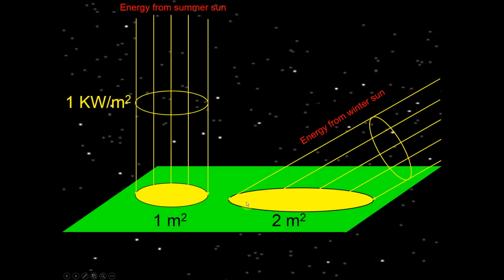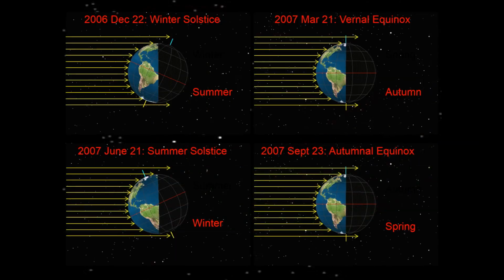This means the amount of energy the planet receives per square meter is actually reduced. So while the same amount of energy is coming in, it's spread over a bigger area. And that is why it's colder in winter than summer. So take note of that. The reason we have the seasons is to do with our axial tilt, not our distance from the sun.